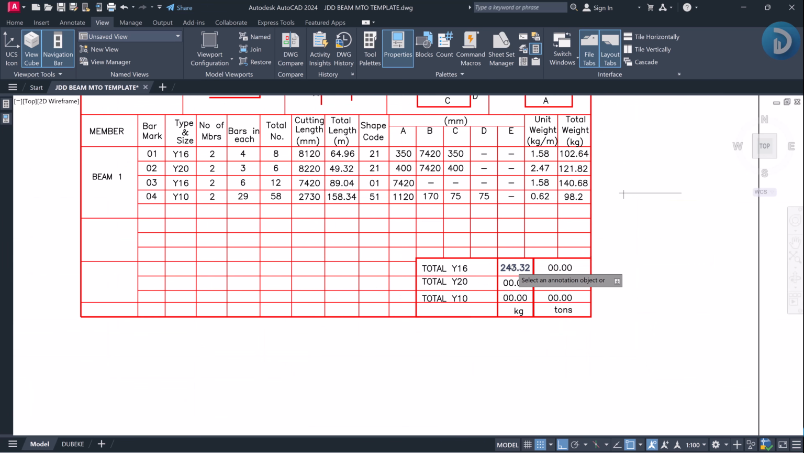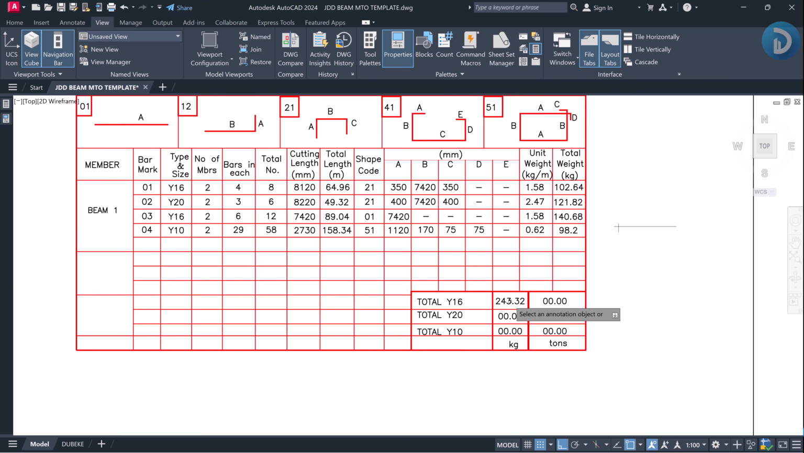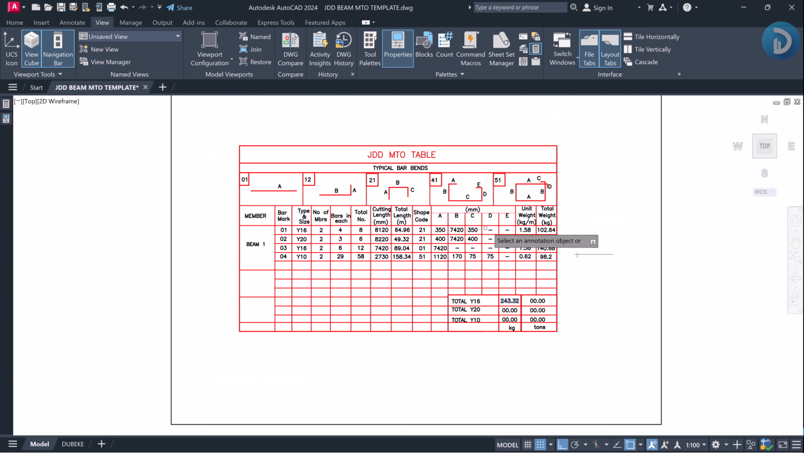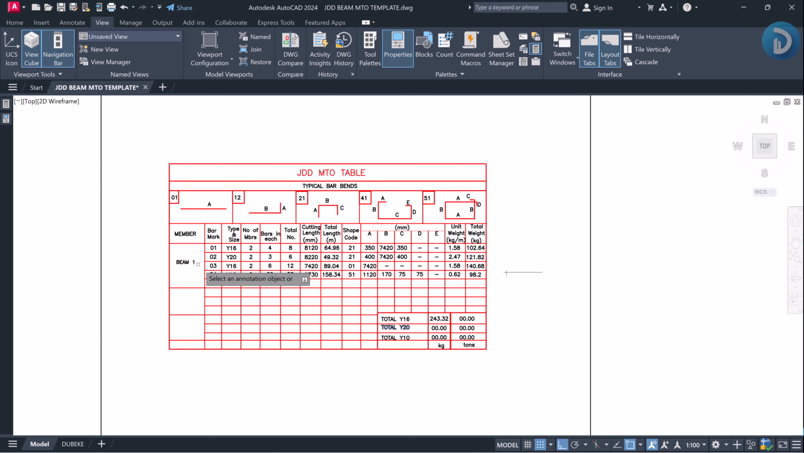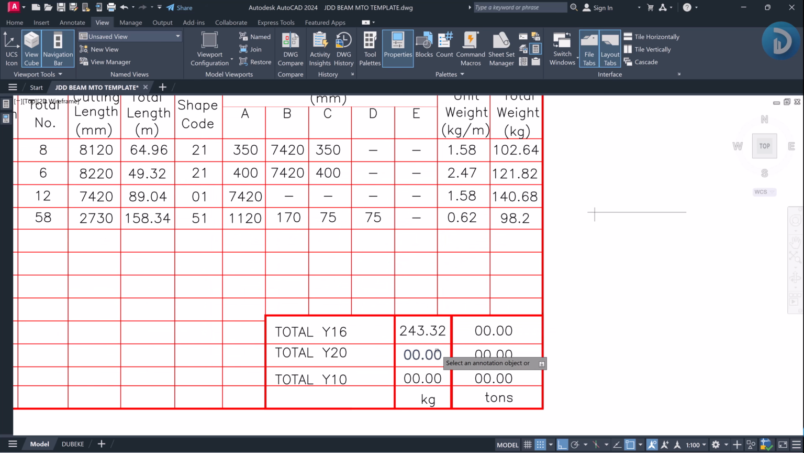Okay, because in this case we are no longer dealing with kilogram per meter, because as you can see here, we have it in kilogram. Since we've already multiplied the unit weight in kilogram per meter by the total length required, it's no longer in kilogram per meter, but it is now the real weight which is being calculated in kilogram, right? So the next is the 20 diameter reinforcement. So we can just pick out the value, which is 121.82.